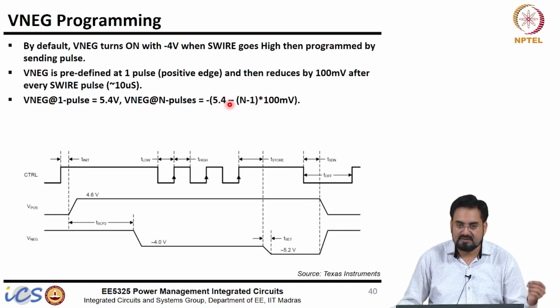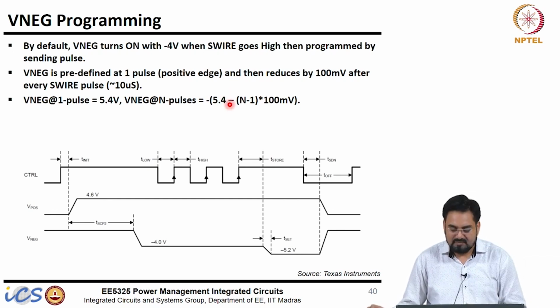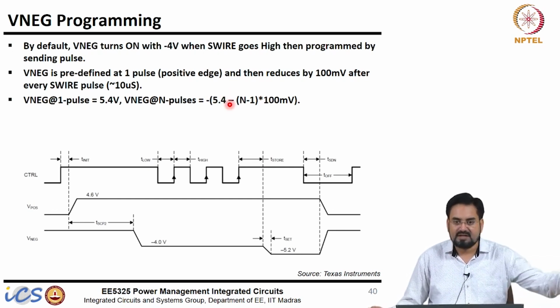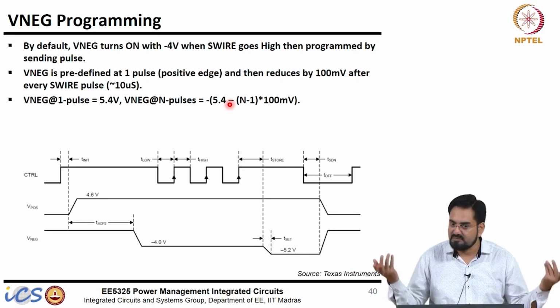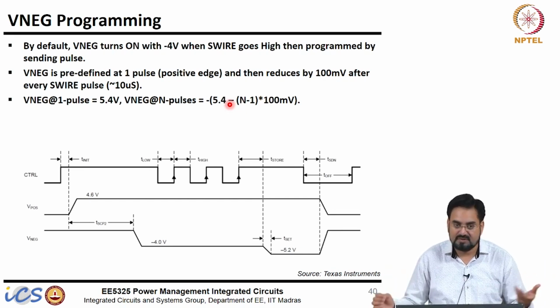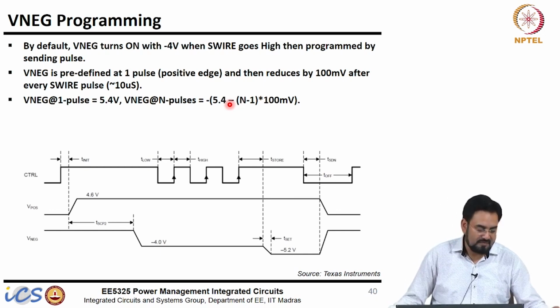So that is how it works. Whatever the one-pulse value is, it may vary from part to part. Let us say you get one TI part and one ST part. You have to look at the datasheet to see what one pulse they have set. It is not necessary that all devices will have minus 5.4 volt. One may have minus 4 volt, another may have minus 5.4 volt.